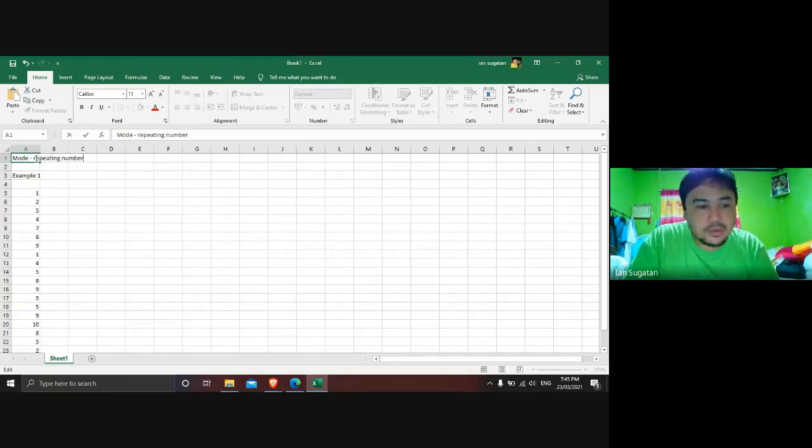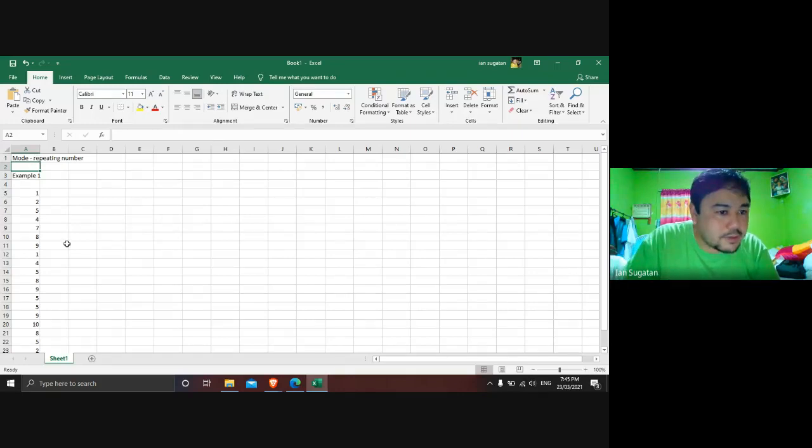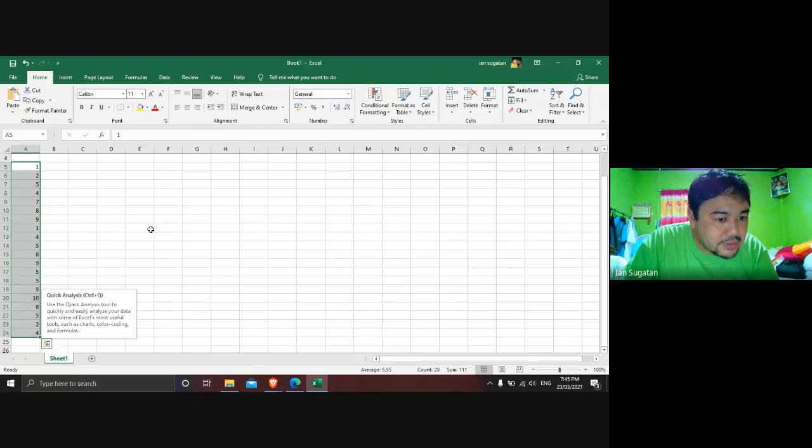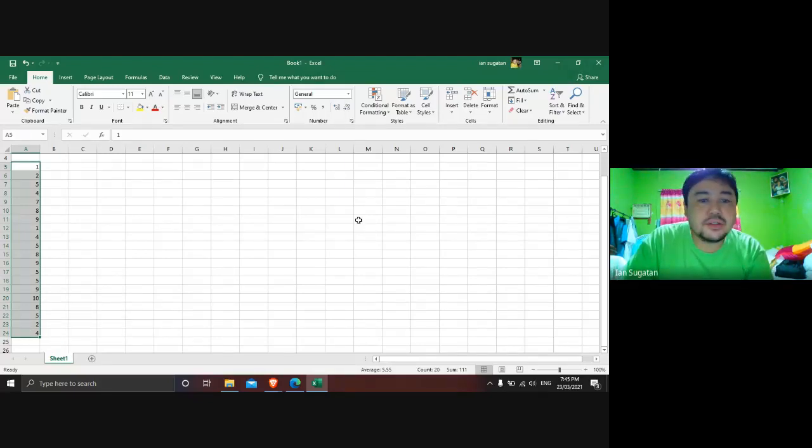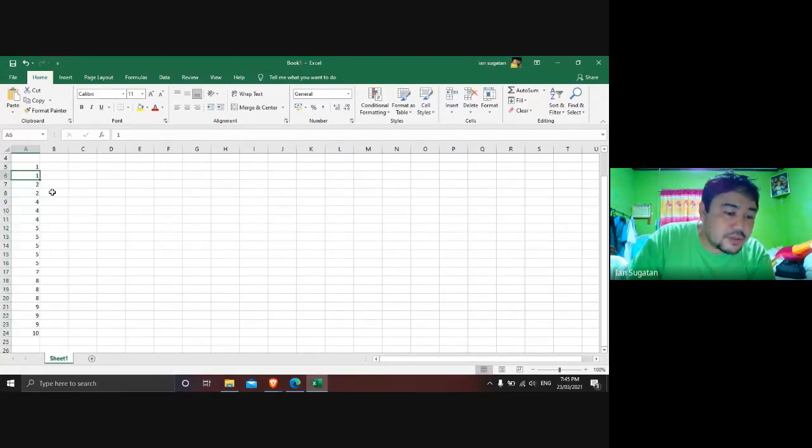Okay. So what we're going to do is actually arrange this first in ascending manner. For example, you're going to sort this from smallest to largest. Okay, then automatically it's arranged. This is a random number, you just create your own number.